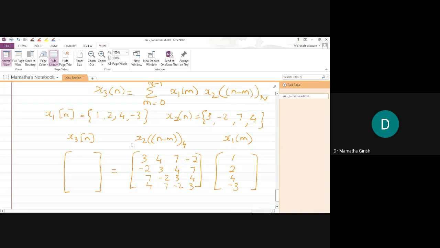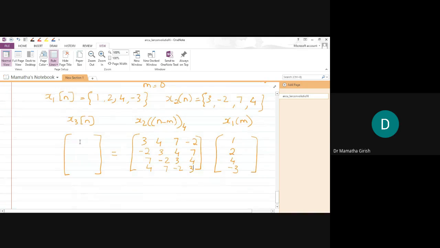Any confusion writing this matrix? Please note that the first sample 3 has to be maintained as it is. Instead of starting from the very immediate sample, go to the last sample, the reverse, because I'm writing the sequence in the clockwise direction. Start with the last sample, 4, then 7, and then minus 2. 3 into 1, for the first element, 3 into 1 plus 4 into 2 plus 7 into 4 plus minus 2 into minus 3. Do I get back 45 only?